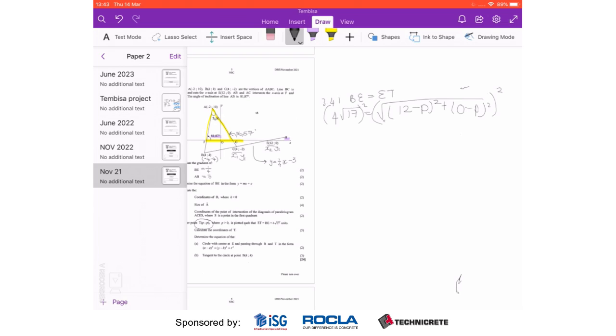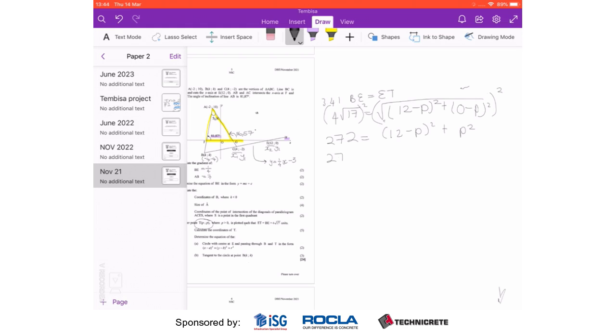On this side, when I square it, I'm going to get 272. On the other side, when I square it, I'm going to get rid of the root, which is going to leave me with 12 minus P squared plus 10 minus P, 0 minus P squared. And if it's 0, that just leaves me with P squared. And negative P squared is just going to be P squared.